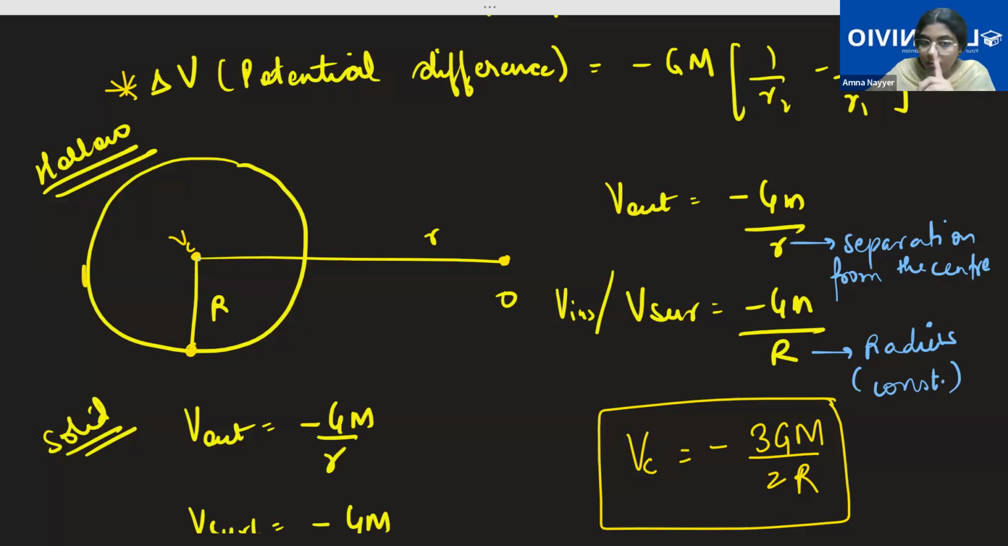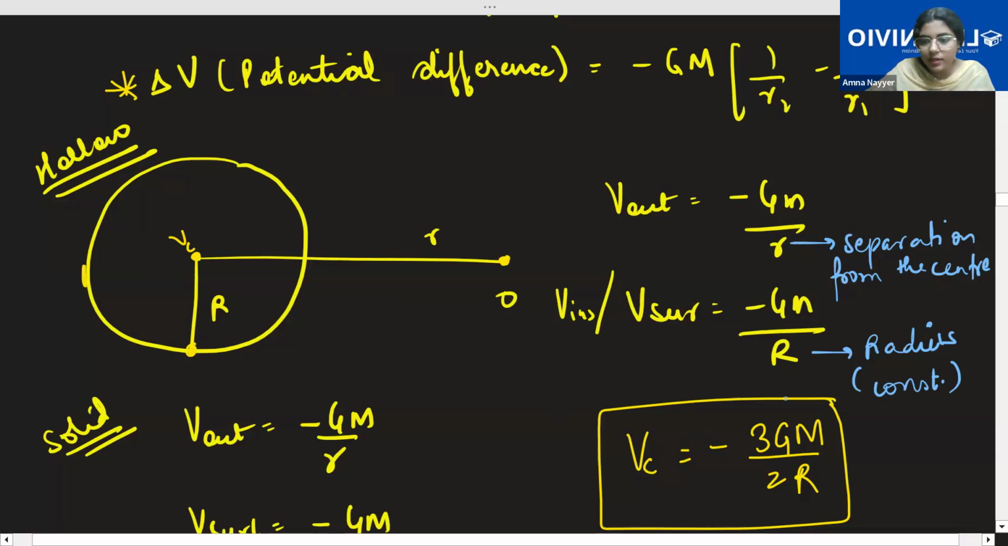Then see, there is one more case, at the center. Now, in this case, the value at the center isn't zero. It is minus 3GM by 2R. This one. Minus 3 capital G capital M by 2R.